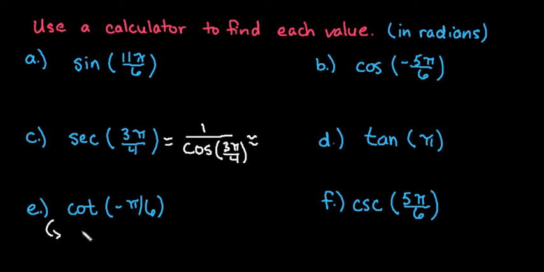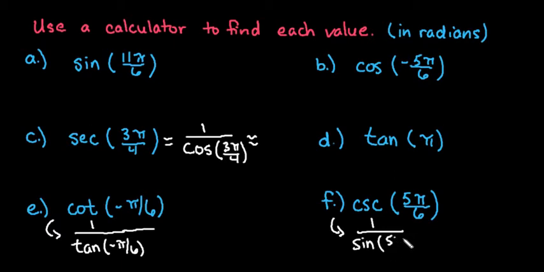Cotangent, remember, is the reciprocal of tangent. So to plug this one into your calculator, you would have to do 1 divided by tangent, negative pi over 6. And then for the last one that you have to use a reciprocal function for is cosecant. And cosecant, remember, is 1 over sine. So with the exception of that, otherwise all we have to do is hit the button.